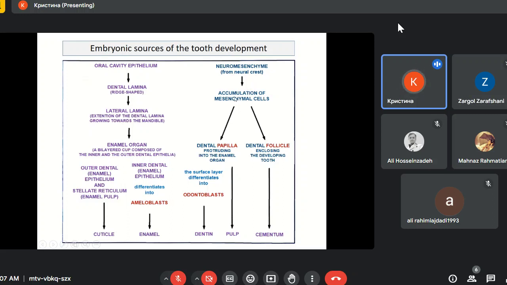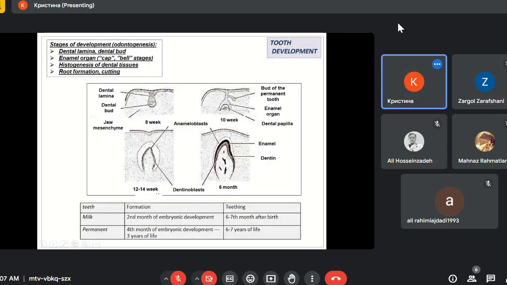Neuromesenchyme gives rise to the dentin in both crown and root, and also the pulp of the tooth, which is inside the tooth, and cementum, and also periodontal ligament. Now we will discuss tooth development in detail.